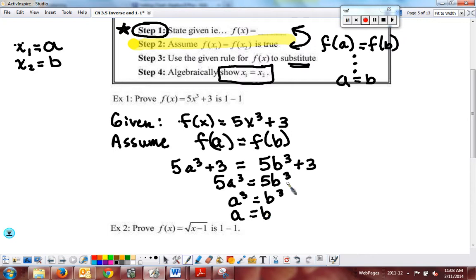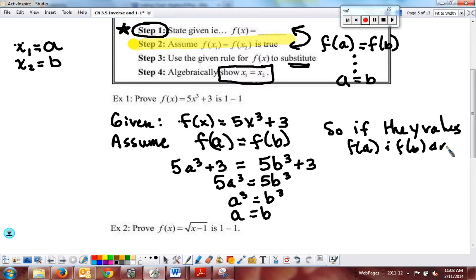Now, typically we're not done with the proof until we write a statement concluding what we did. Okay, what did we show? We have shown that if the y values, f of A and f of B, are equal, then what did we show?